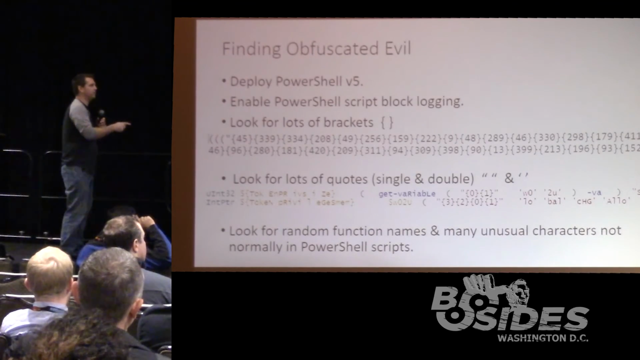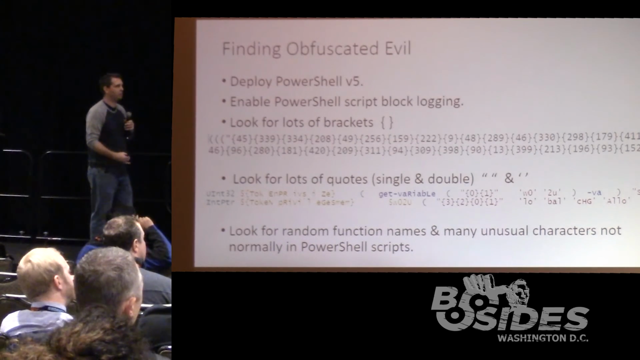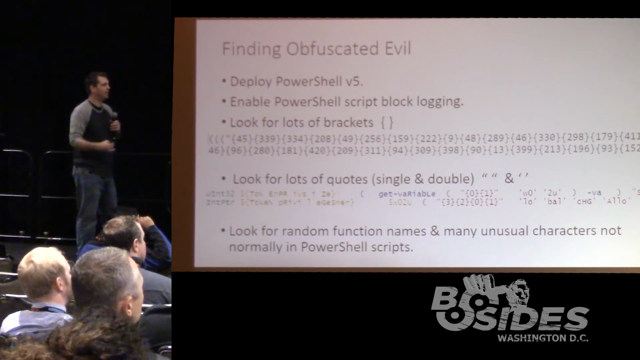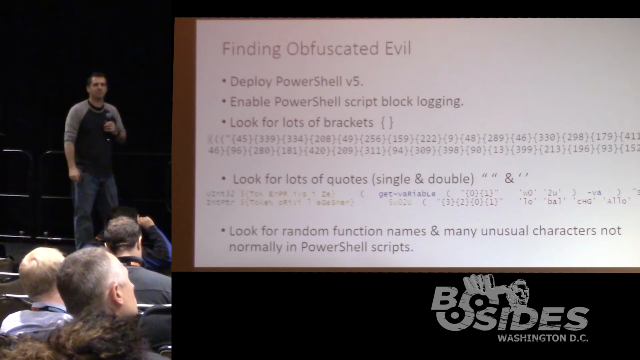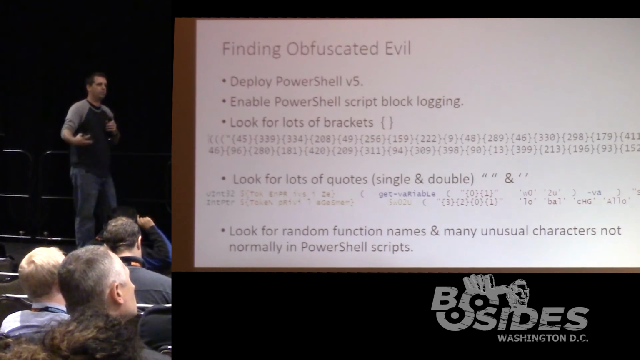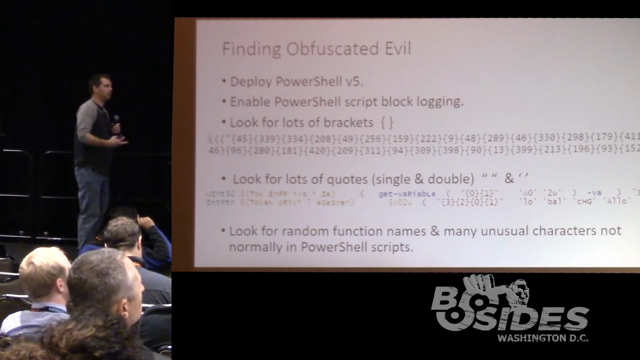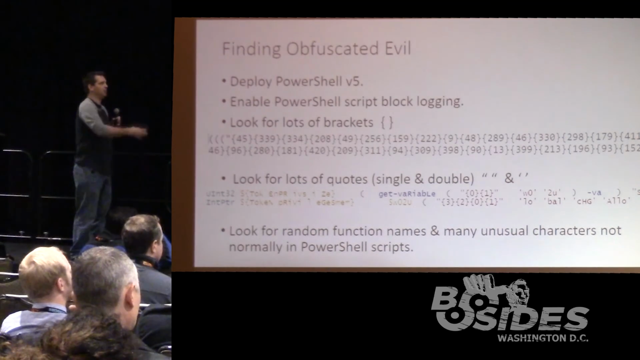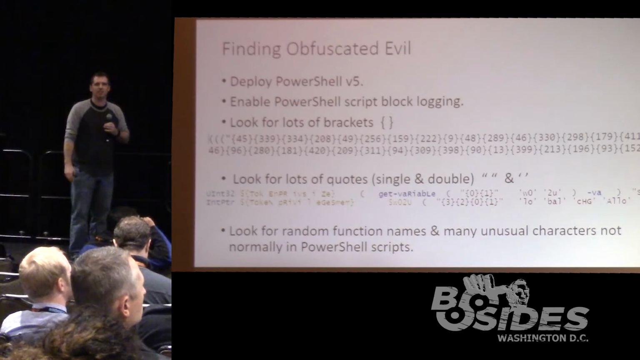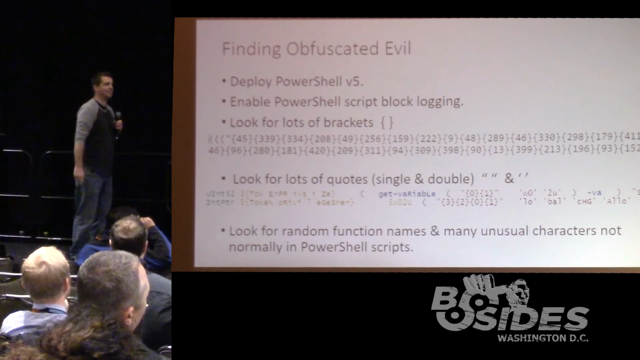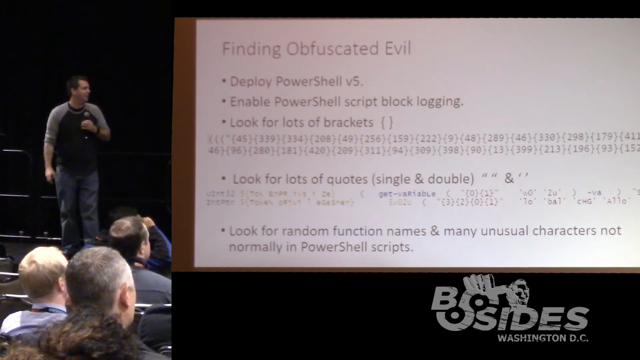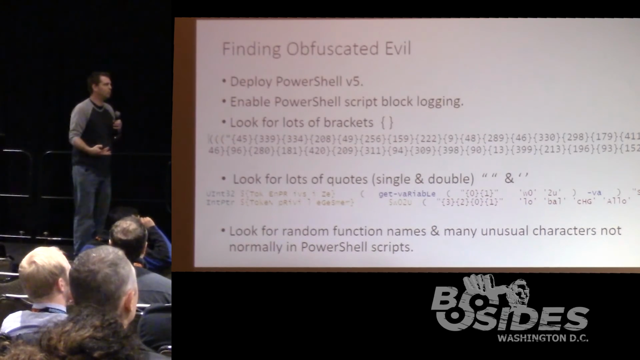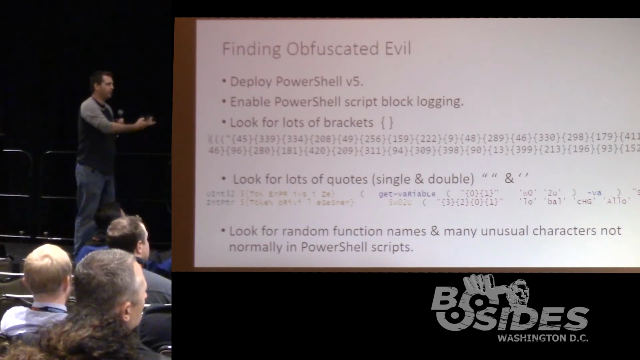And so I put this together. Deploy PowerShell version 5 so we get script block logging, and look for lots of brackets. Work with your SIEM vendor, work with Splunk, and figure out how we can get that. So when our script block log gives us something crazy like that, it gets flagged. I don't know about you, but I don't code like this. Look for lots of quotes, single and double quotes, and ampersands and other things that are unusual.